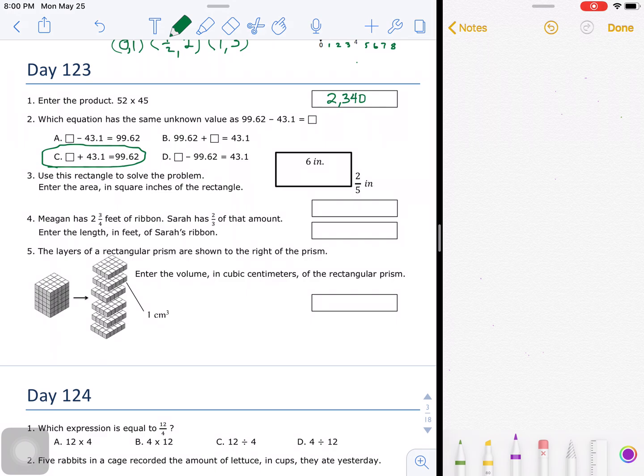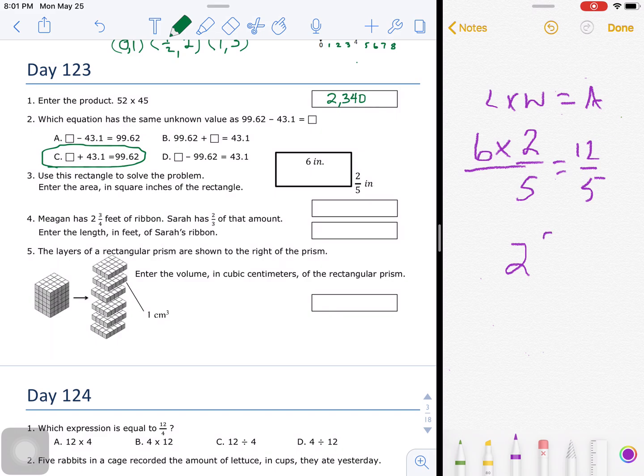Okay, problem number 3. Use this rectangle to solve the problem. Enter the area in square inches of the rectangle. So we know length times width is area of a rectangle. So 6 times 2/5, which is 6 times 2 divided by 5. So we end up with 12/5, which is 2 2/5 inches squared.